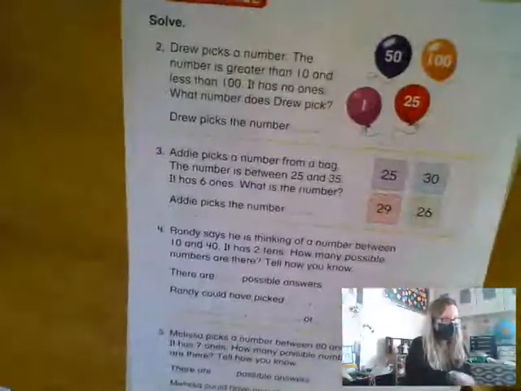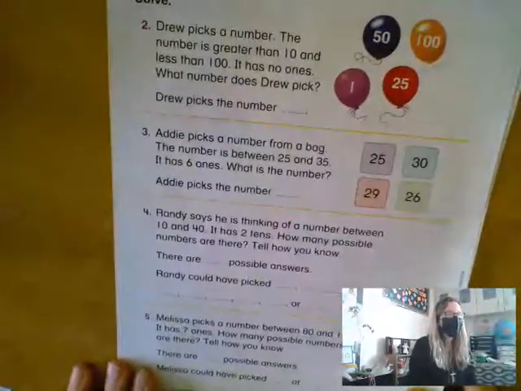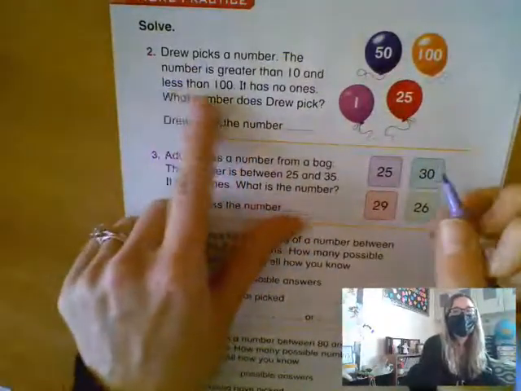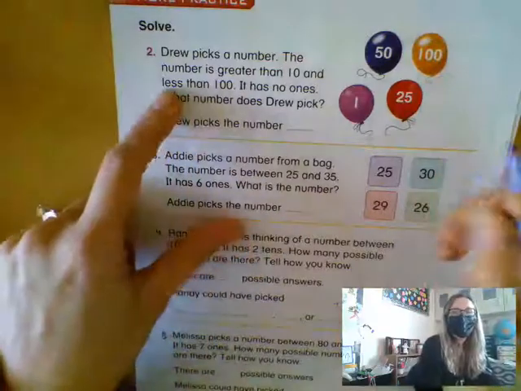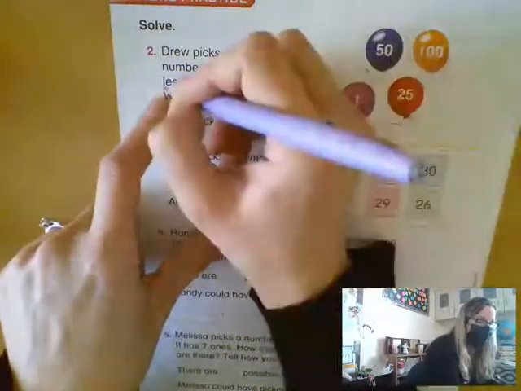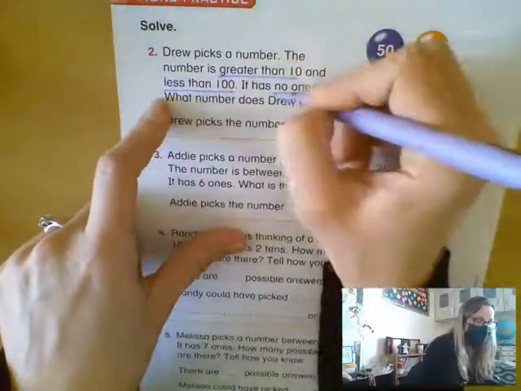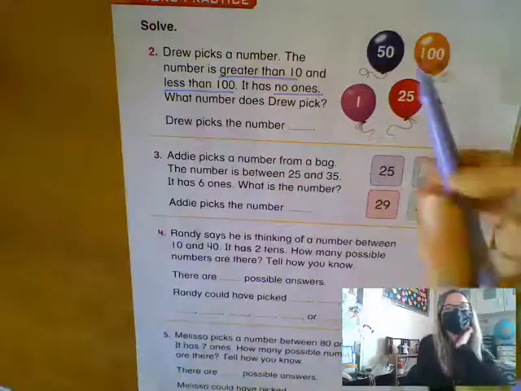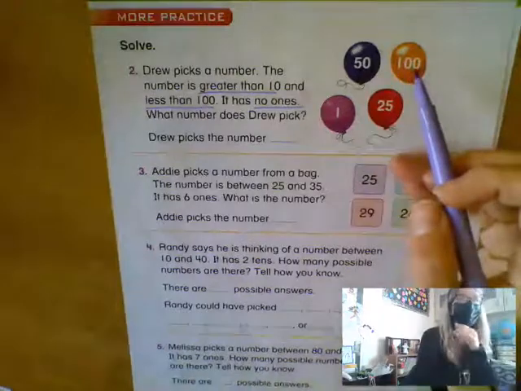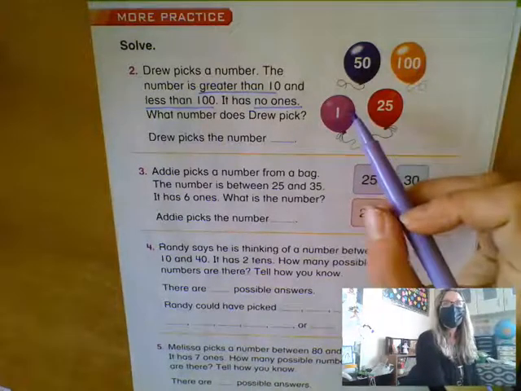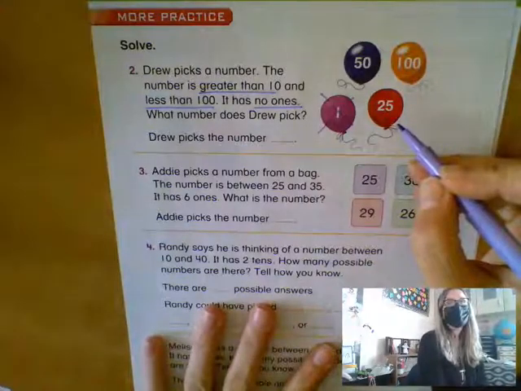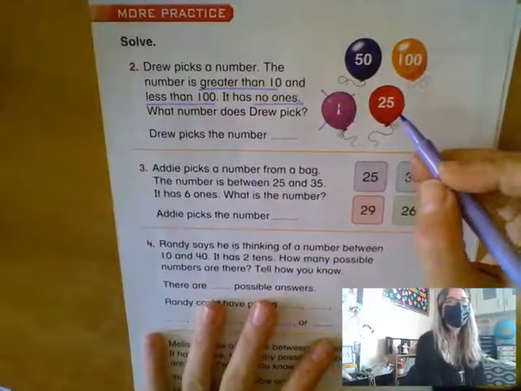All right, let's turn the page to 280. We're reading about Drew. And we've got some balloons here. So our clues here say Drew picks a balloon. His number is greater than 10, less than 100, no ones. So Camila, walk us through. Is 50 greater than 10, Camila? Yes. Is 100 greater than 10? Yeah. Is 1 greater than 10? No, so it can't be 1. Is 25 greater than 10? Yes. So what do I do next, Camila?